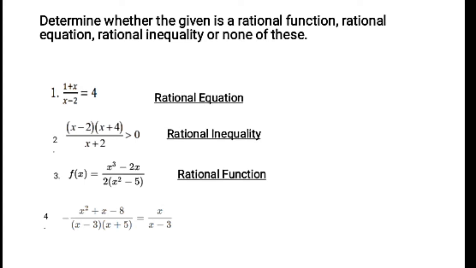It is easy for us to determine if it is a rational function or rational equation. Number 4, we have (-x squared + x - 8)/((x - 3)(x + 5)) equals x/(x - 3). Are the numerator and the denominator polynomials? Check. It uses an equal sign, so therefore it is a rational equation.